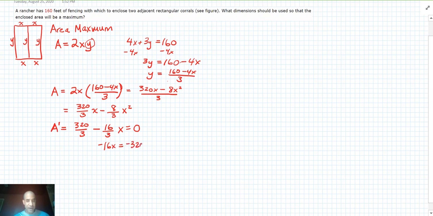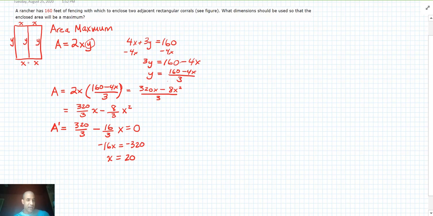I did a couple steps there. I hope that's okay. Multiplied everything by 3 to get the 3's out of there, and then just brought the 320 to the other side of the equation. Divide both sides by 16, and x is equal to 20, right? So let's see if 20 makes sense. That could make sense, right?